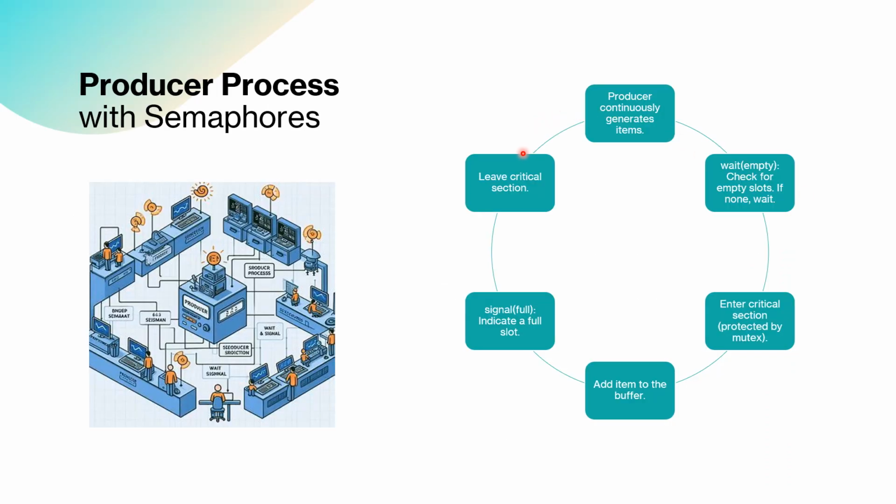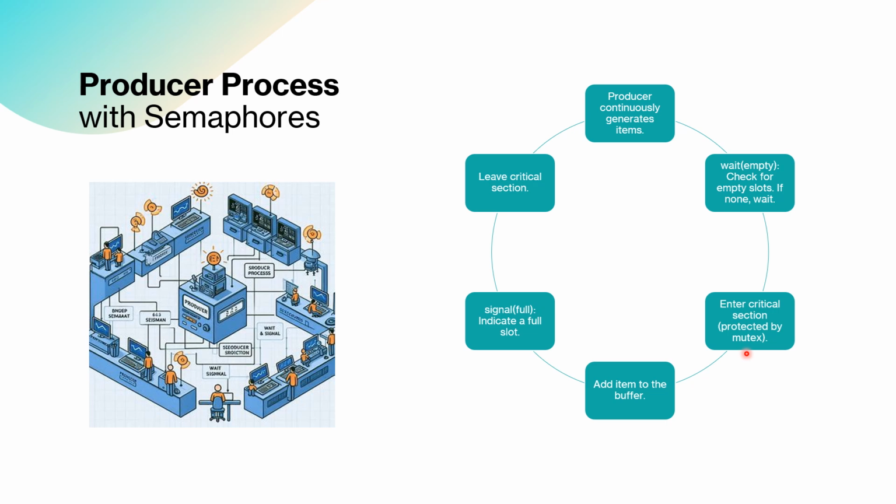Now here's a chart we can understand it through. The producer process with semaphores. The producer continuously generates the items. It produces them. Then with the wait semaphore, it checks for empty slots. If there are none, then the process waits. If there are empty slots, the process goes ahead to enter the critical section, which is protected by mutex. As we discussed in the previous slide, mutex allows mutual exclusion.